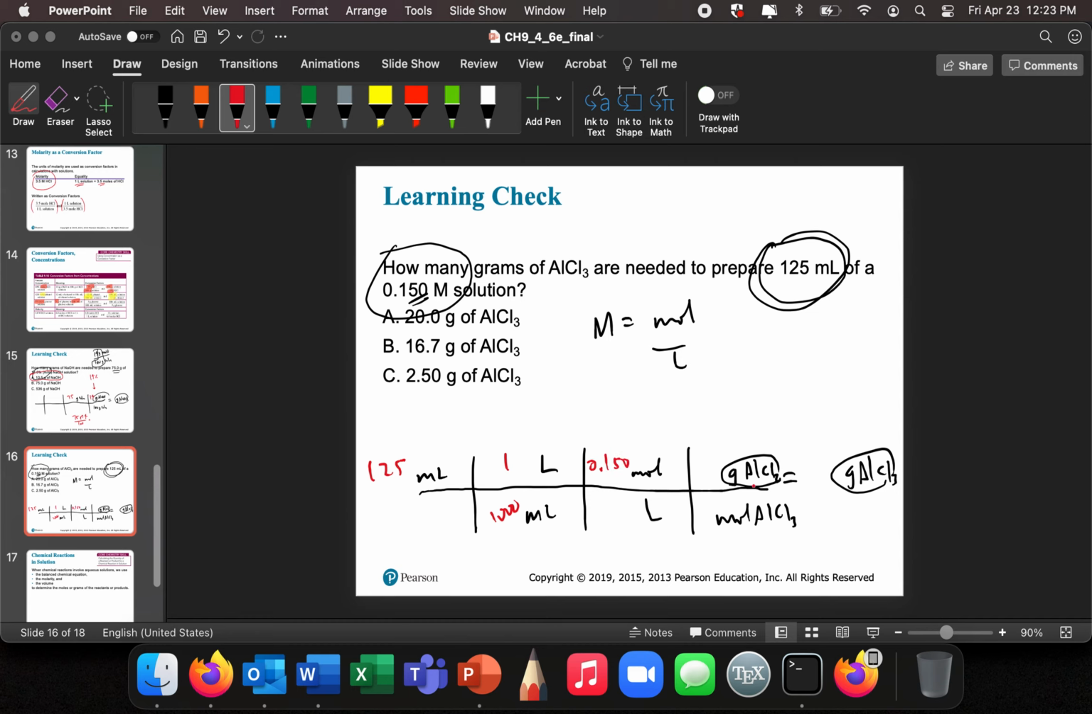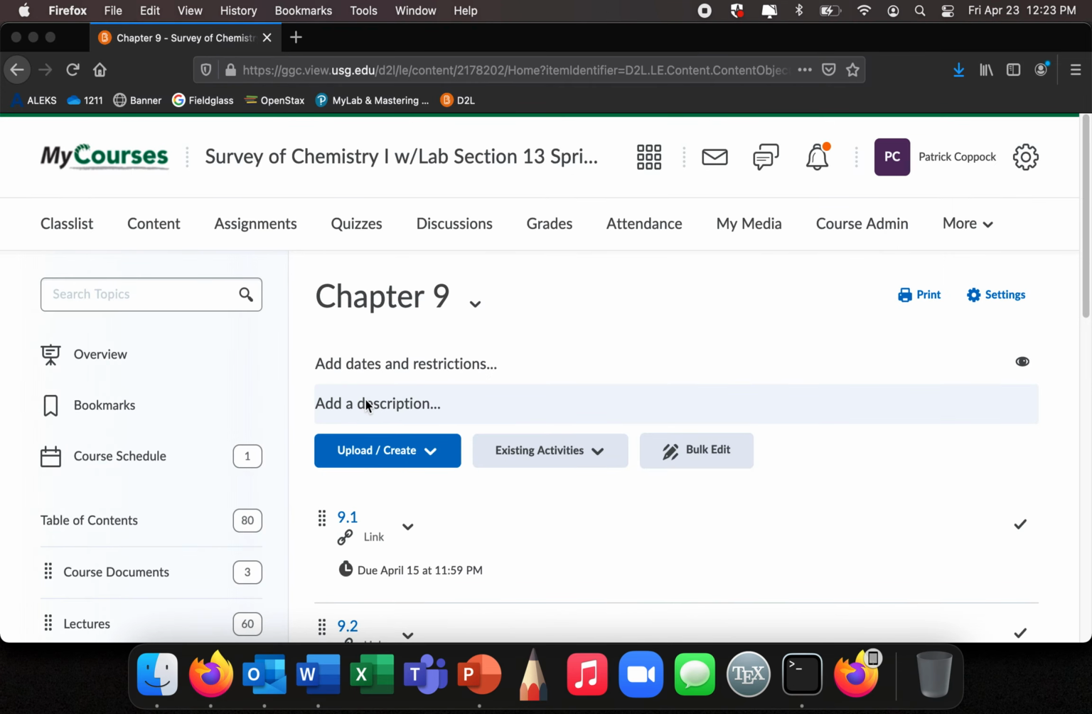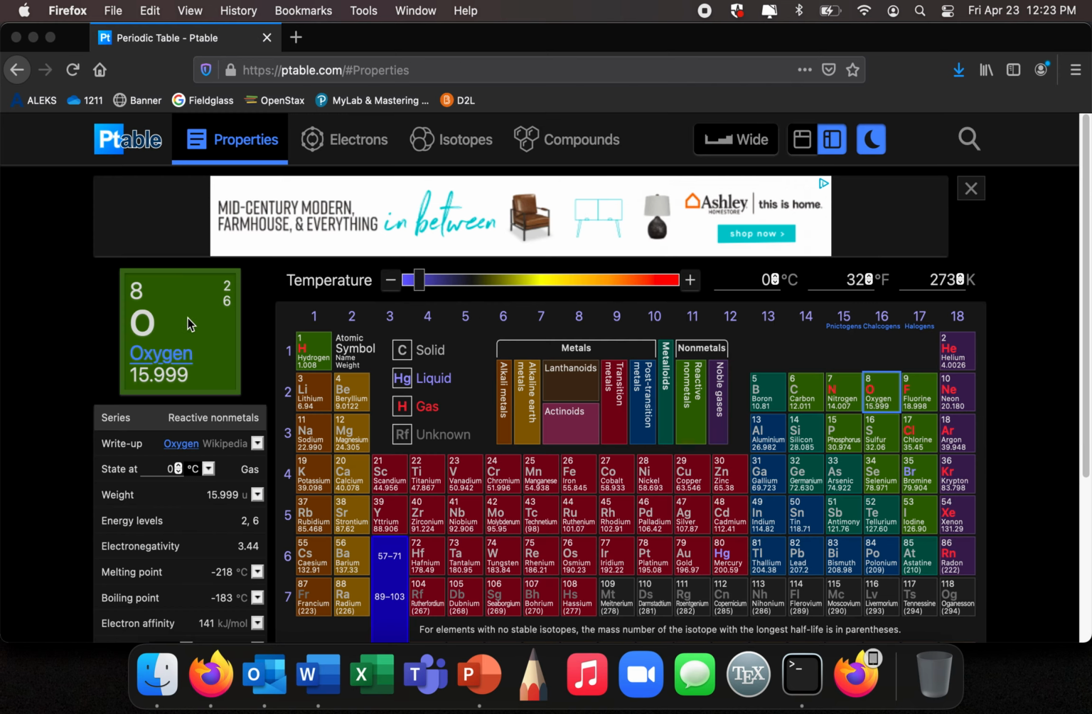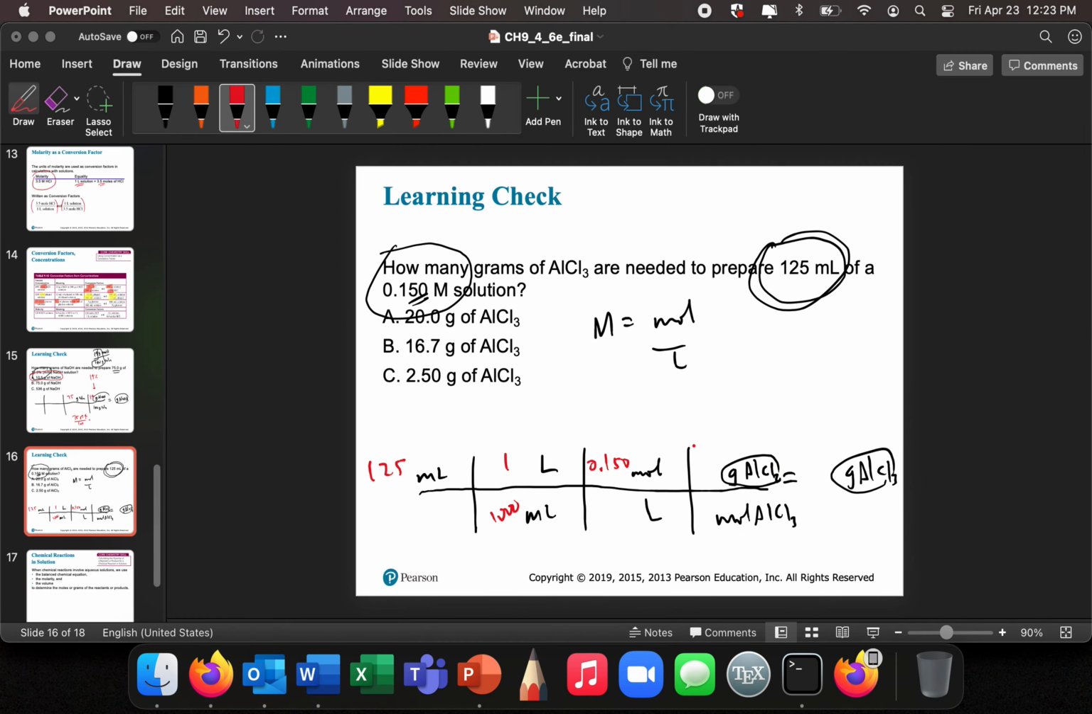And for my grams, I just need the molar mass of aluminum chloride. So let me come back over here. Molar mass of aluminum chloride: 26.982 plus 3 times 35.45, right? Because chloride is 35.45. Enter. 133.332 is my grams per mole.